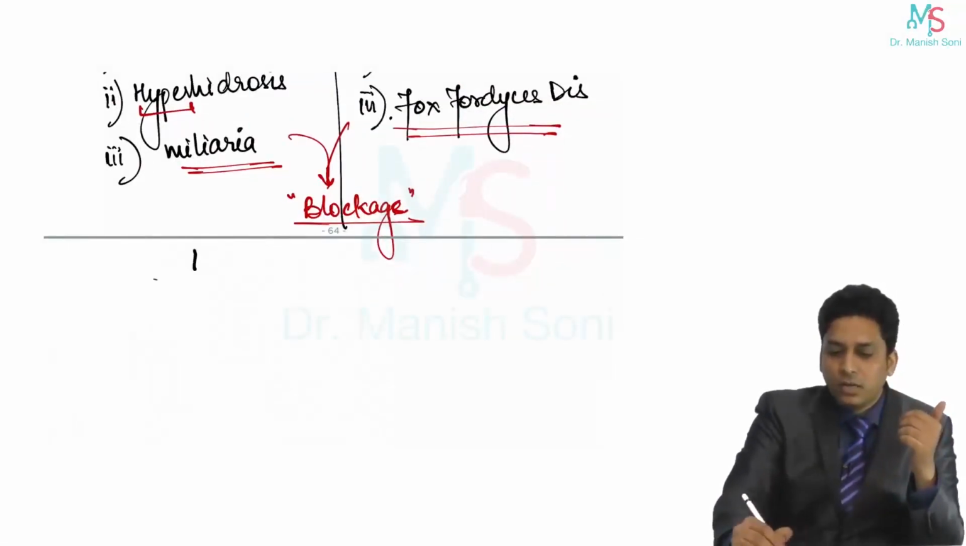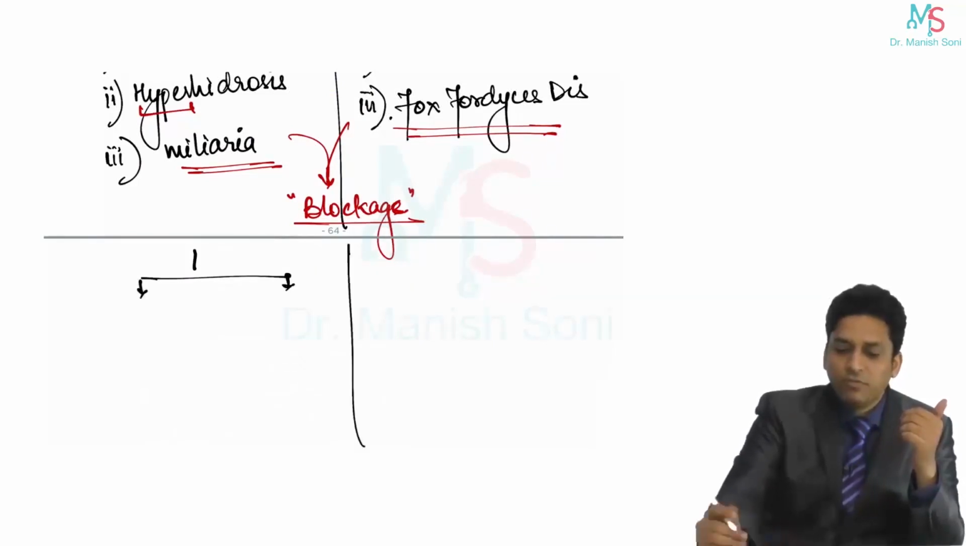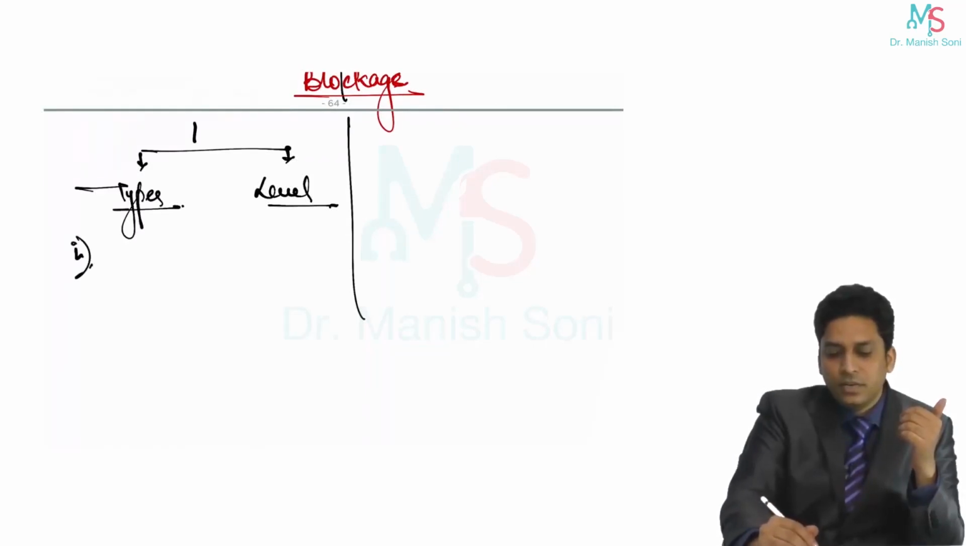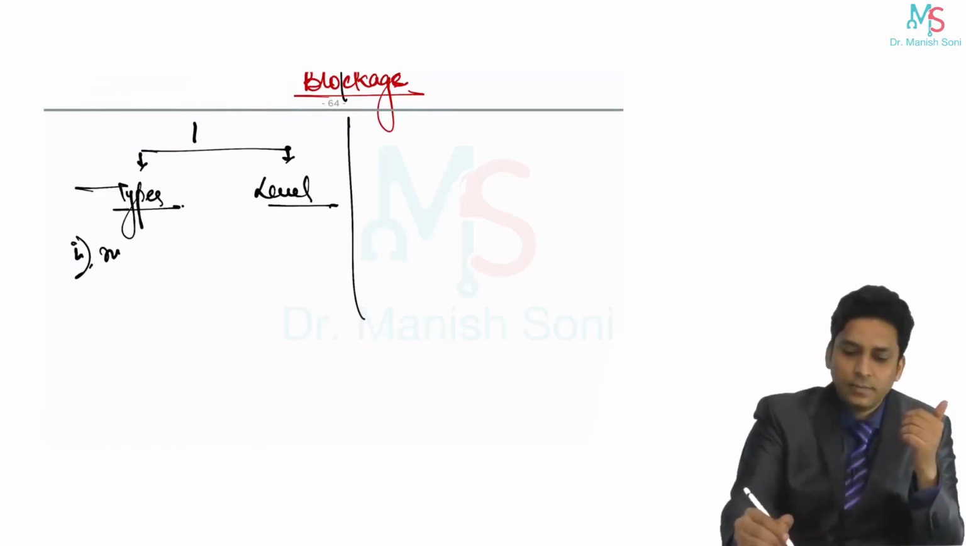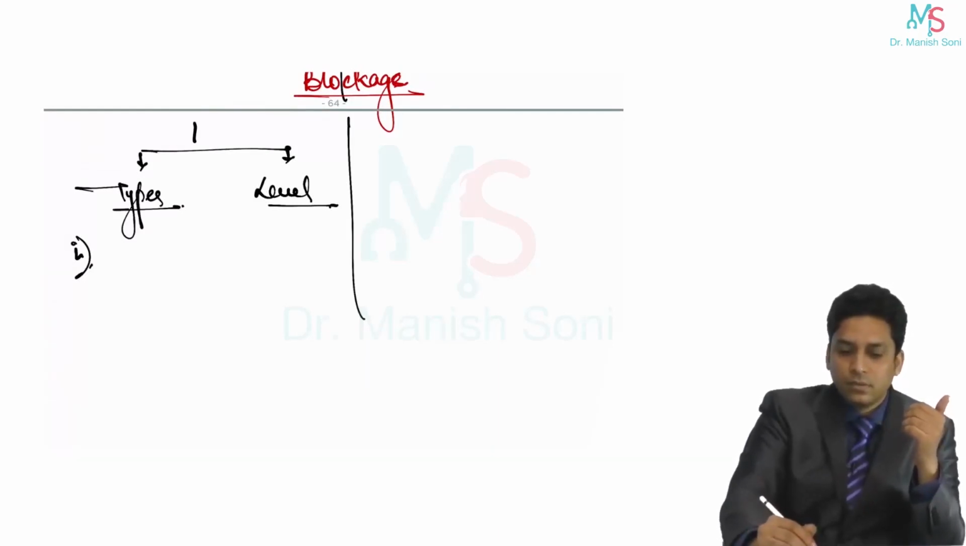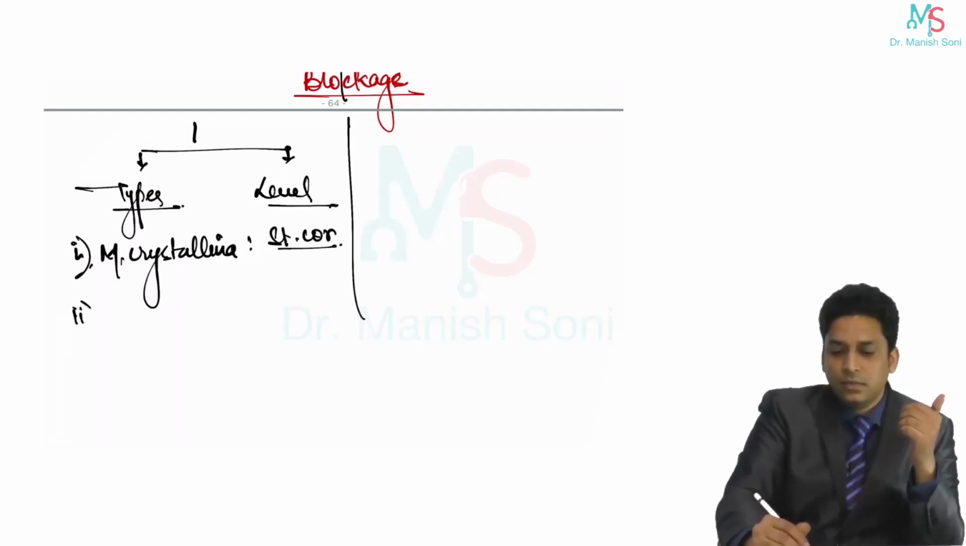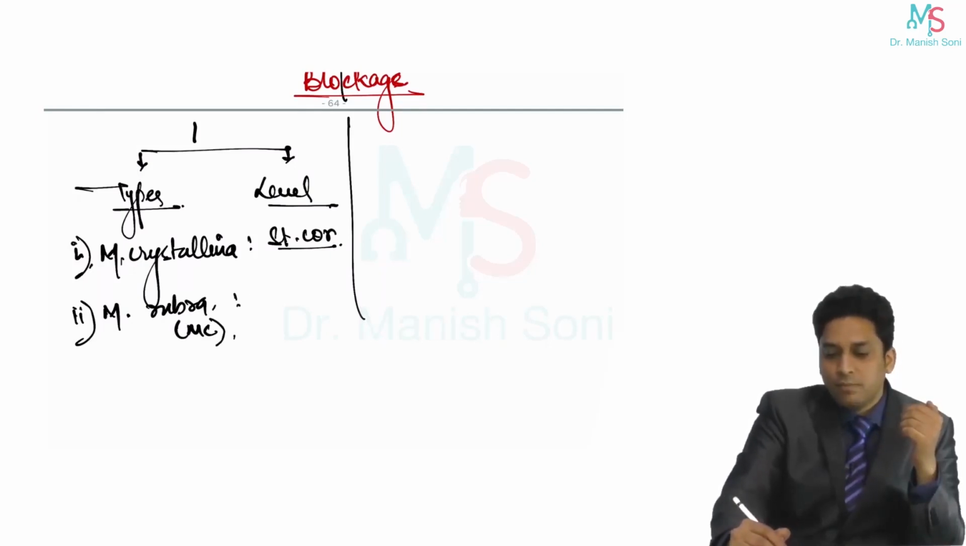Now, depending on level of blockage, miliaria can be of various types. These are the types of miliaria and these are the levels of blockage. First type is miliaria crystallina: blockage at the level of stratum corneum. Second, miliaria rubra. This is the most common type. Blockage at the level of Malpighian layer.